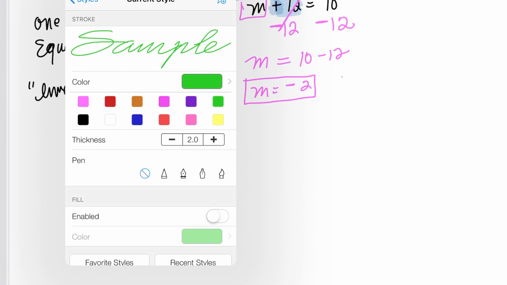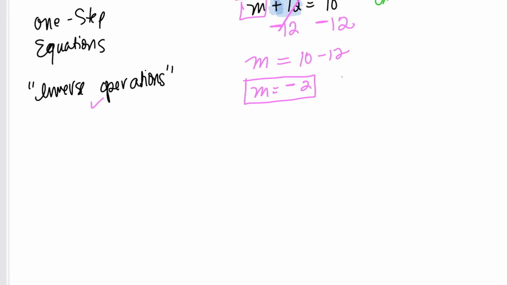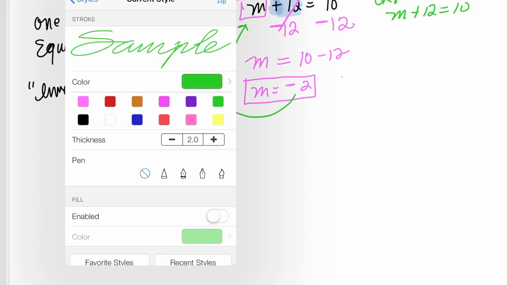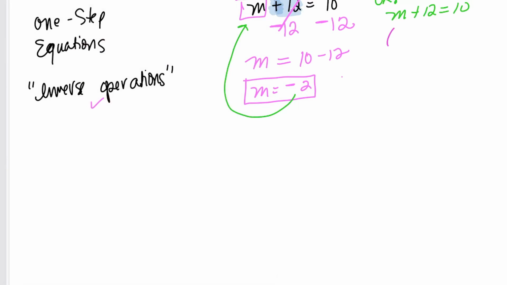Now I need to check this, because I know that you and I are going to ask, did I do this right? So I'm going to substitute that negative 2 in for m, and I'm going to put it in parentheses, because remember, I'm taking this variable. I'm going to check in my equation. My equation is m plus 12 is equal to 10, and I'm going to substitute negative 2, because we said m is equal to negative 2.